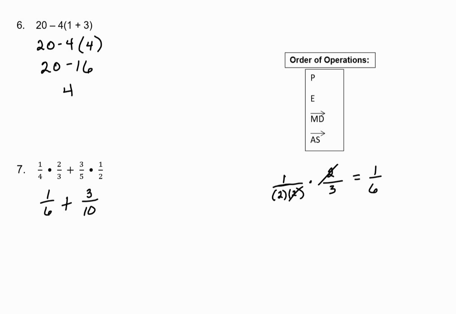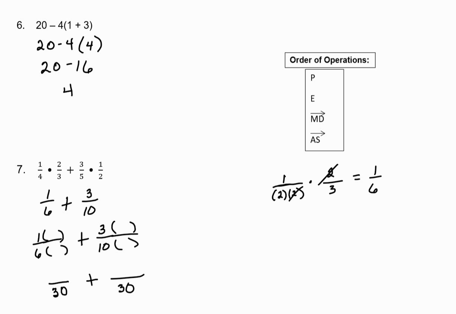Okay, now the next thing I need to do is to get a common denominator. That means I'm going to take 1/6 and multiply it by something, and I'm going to take 3/10 and multiply it by something, right, top and bottom, in order to get an equivalent fraction. My equivalent fraction is going to have 30 as my denominator, right? The least common denominator for the 6 and 10 is 30.